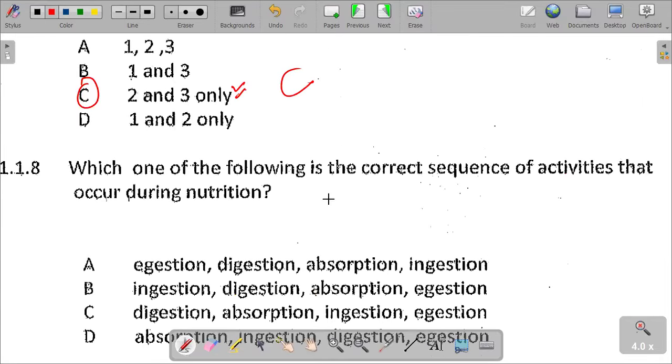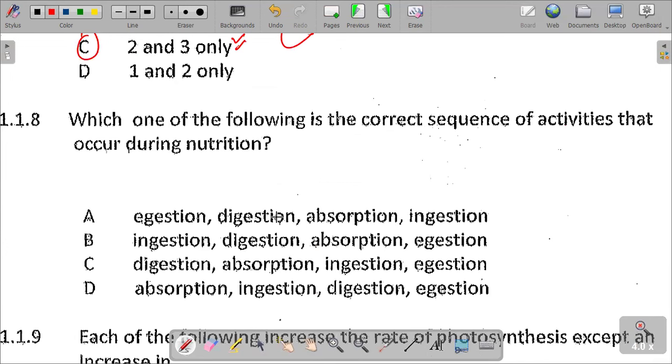Number 8: which of the following is the correct sequence of activities that occur during nutrition? In this case, firstly, the food must be eaten. That is, ingestion must take place. So ingestion must be the first stage. From all these options, we cannot have absorption, digestion, or release before eating. So ingestion must come first.